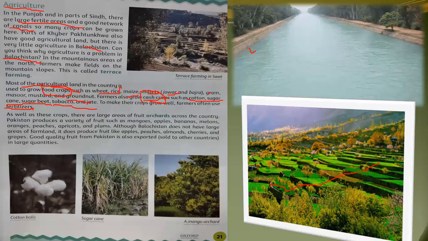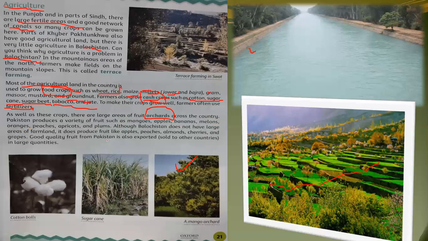As well as these crops, there are large areas of fruit orchards across the country. Orchard means, look at this one down here. This is a mango orchard, a garden of fruits. Mango orchards, orange orchards, guava orchards. Pakistan produces a variety of fruits such as mangoes, apples, bananas, melons, oranges, peaches, apricots, and plums. We are very rich in this field. We grow so many orchards of fruits.